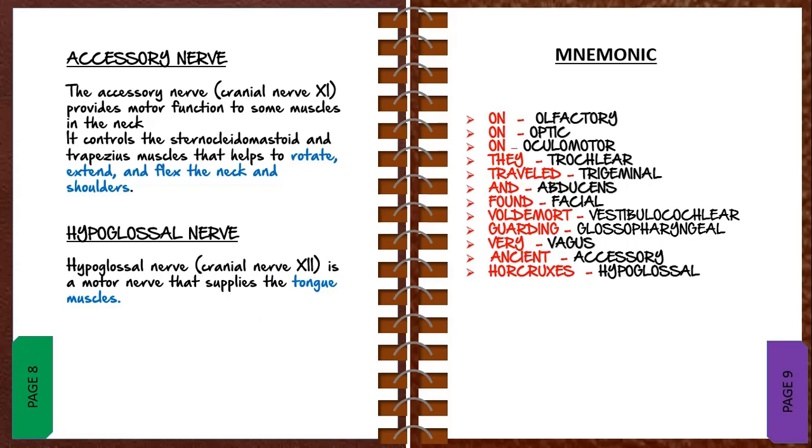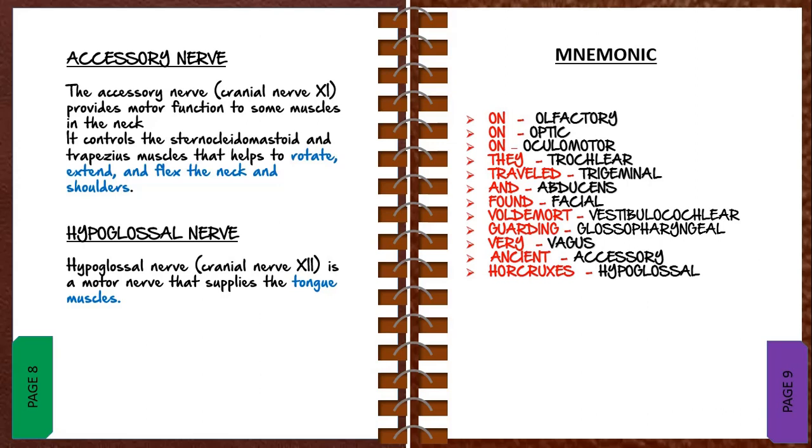Last one is the hypoglossal nerve. This is called cranial nerve 12. It is a motor nerve that supplies the tongue muscles. So this is basically based on the motor modalities.